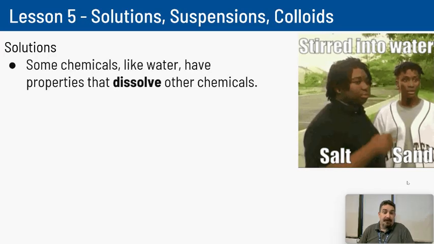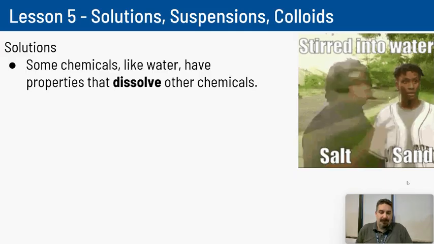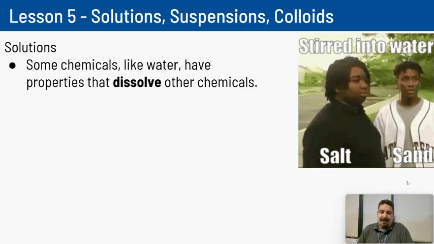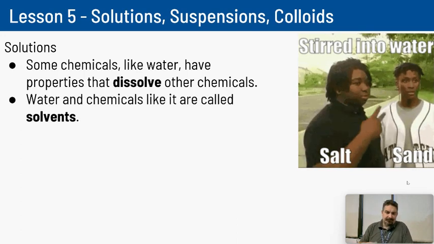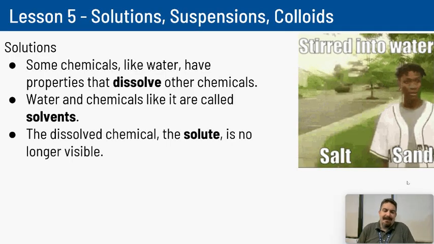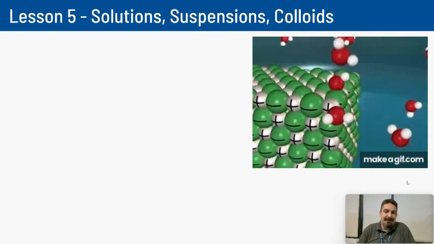So, solutions. Some chemicals, like water, have properties that dissolve other chemicals. And this dissolving, or dissolution, is when the molecules, the atoms, break apart. Okay? And water and chemicals that do this, like I said, are called solvents. This dissolved chemical, we call it the solute, and it's not visible because it's broken up into its component atoms.